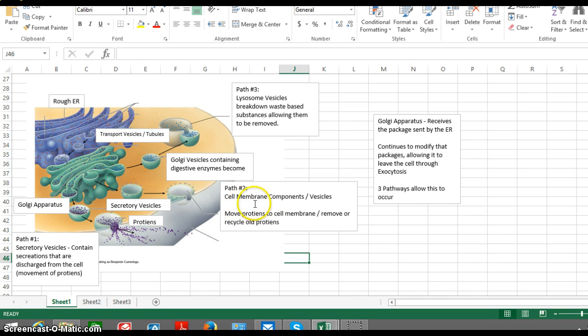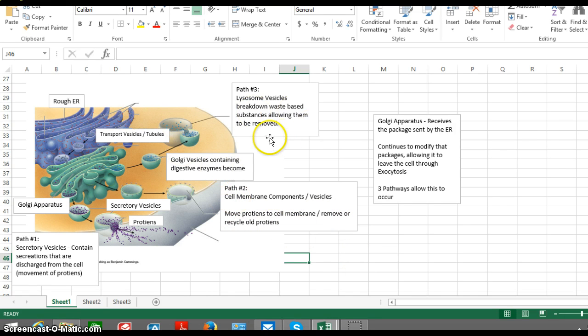Path 2 involves cell membrane components and vesicles. You can see this path, the same thing exists. Those vesicles move proteins to the cell membrane, allowing those proteins to interact with the membrane. We know from our previous section that that is an important component of cellular membranes, the addition of proteins. This type of path also aids in removing or recycling old proteins as well.